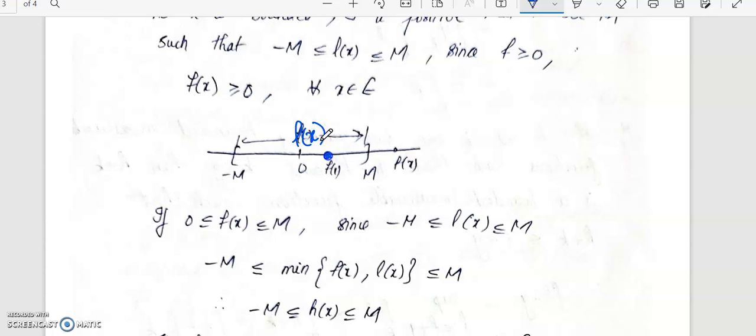If 0 is less than or equal to f of x less than or equal to m, then we can see that the minimum of f of x and L of x will lie between minus m and m. Therefore minus m is less than or equal to h of x less than or equal to m. Because if 0 is less than or equal to f of x less than or equal to m, then the values of both f and L lie between minus m and m. So in this case, where 0 is less than or equal to f less than or equal to m, h will be bounded.